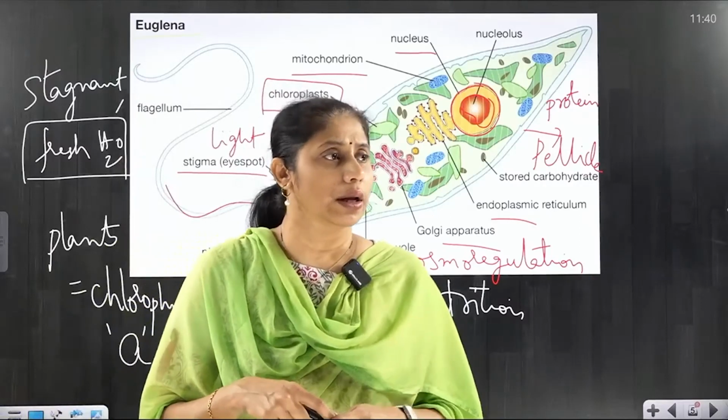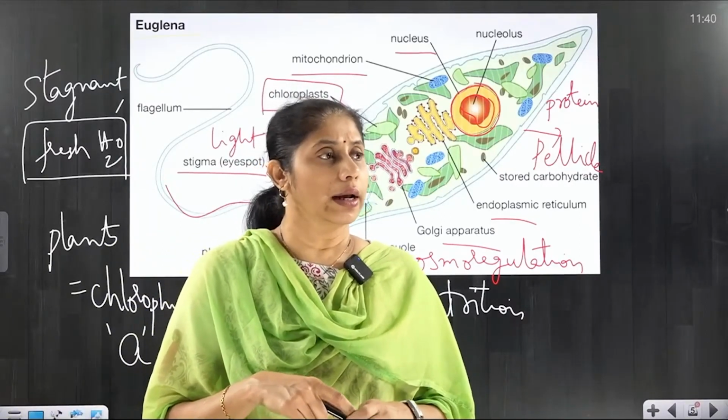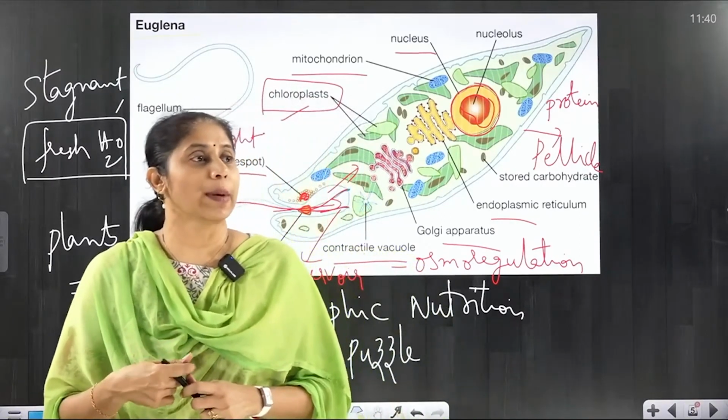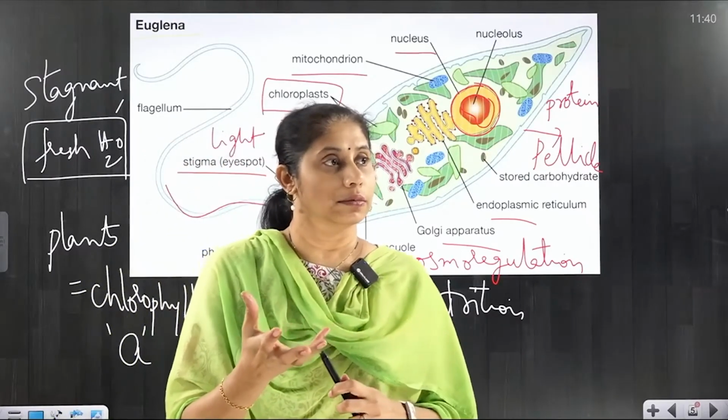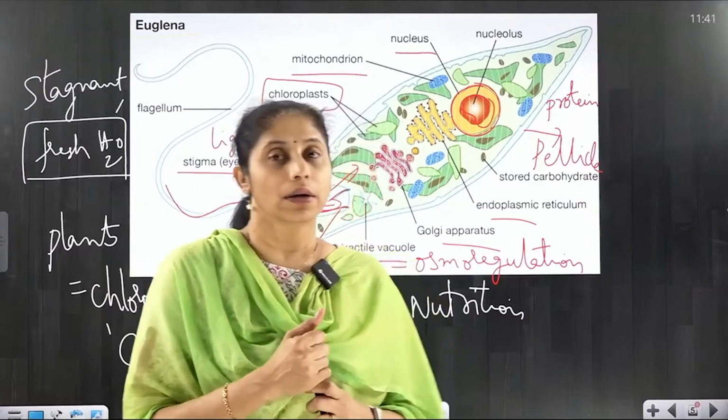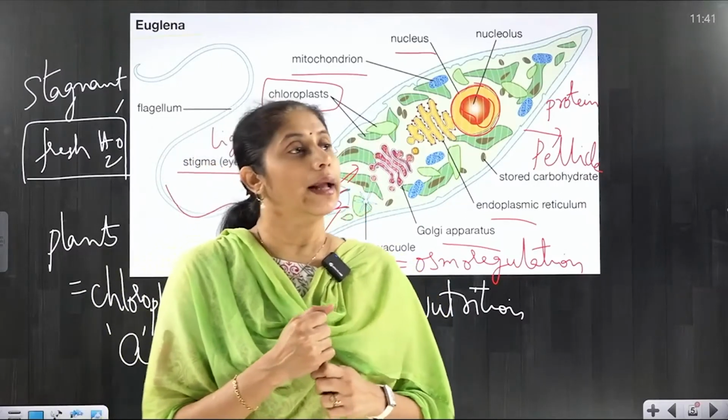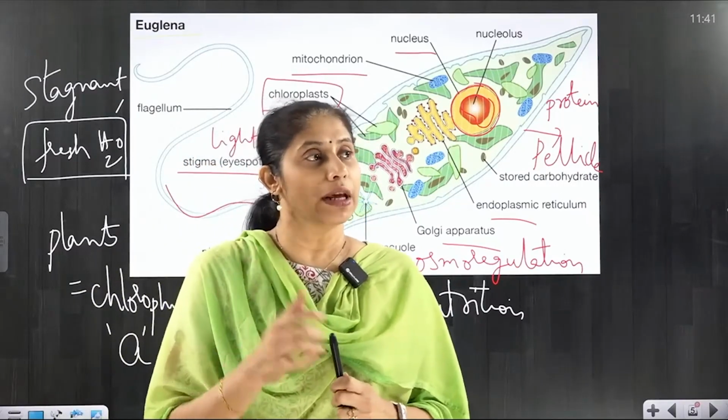What is that? Golden algae. Golden algae, their example name is desmids. They also look like diatoms only. In your textbook, they have given only diatoms. For golden algae, the example name is enough.